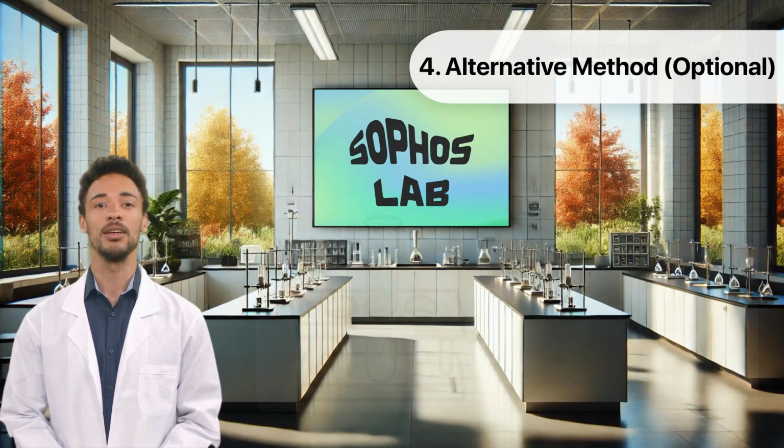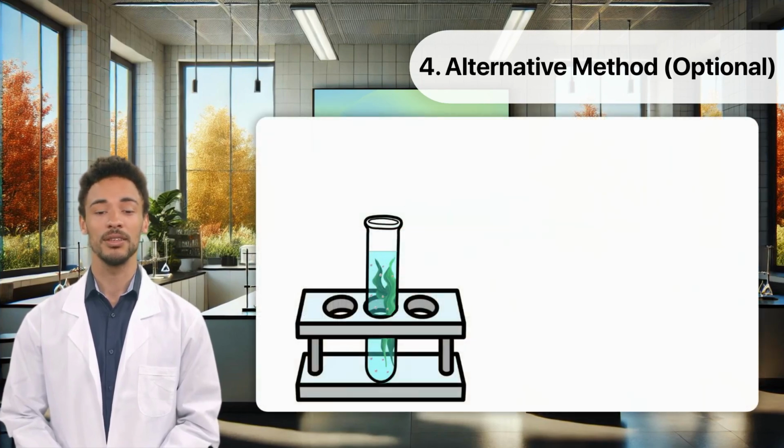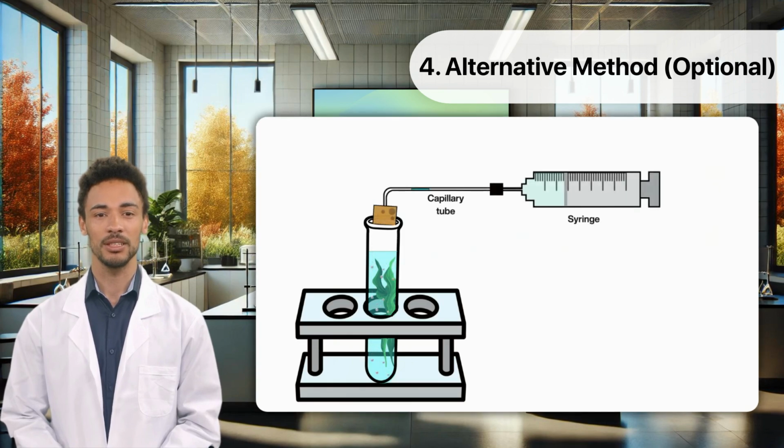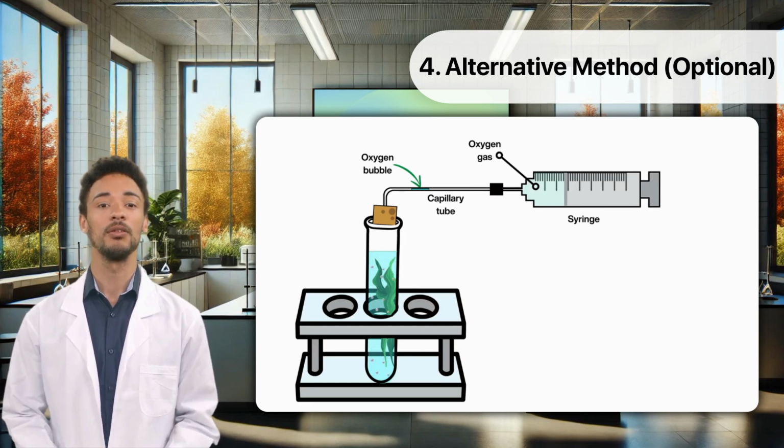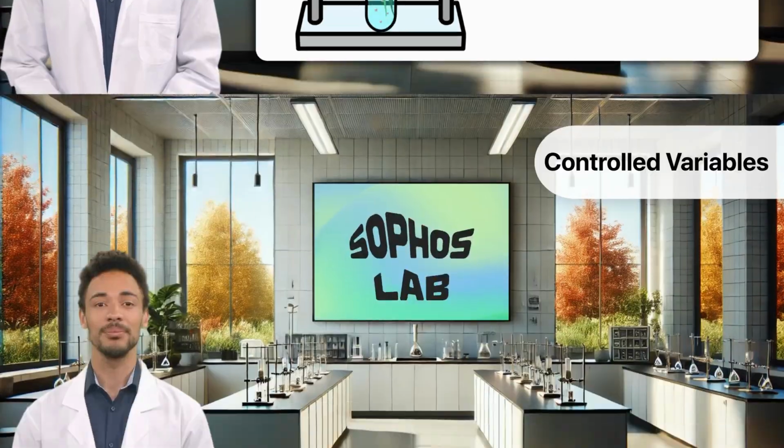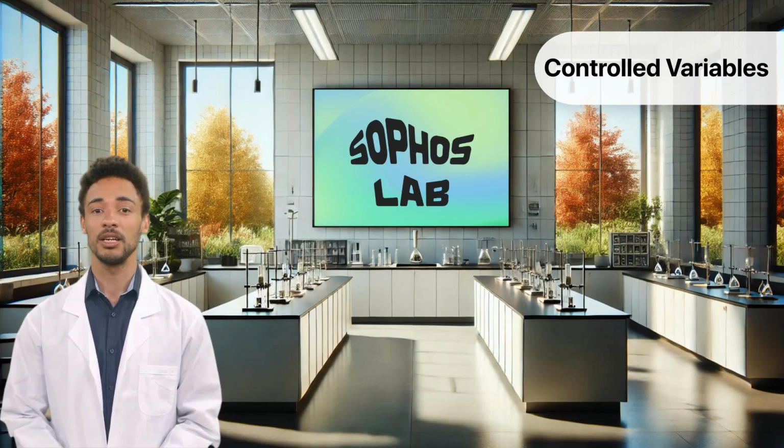We can also use an alternative method to measure the rate of photosynthesis using a syringe. For a more precise measurement, connect the test tube to a syringe. As oxygen bubbles are produced, they will collect in the syringe, allowing you to measure the volume of oxygen produced over a set time. Now, throughout the practical, ensure that other variables besides the independent variable, light intensity, are controlled.